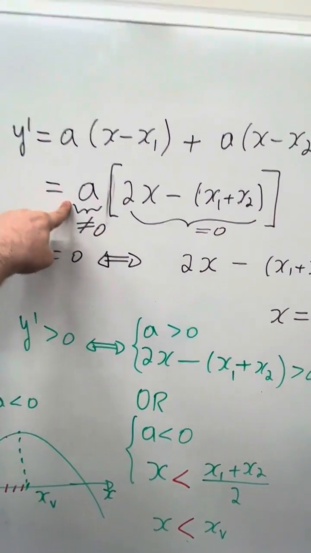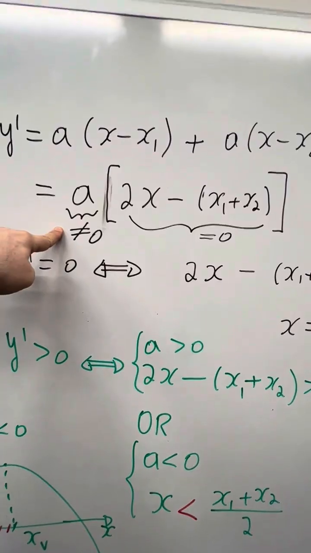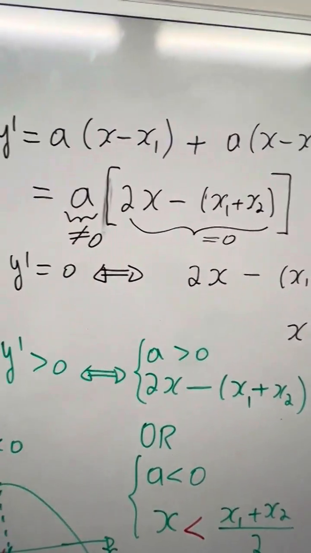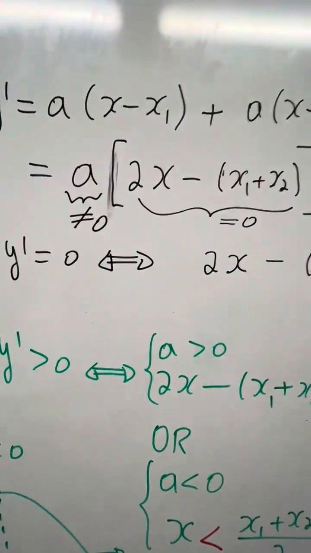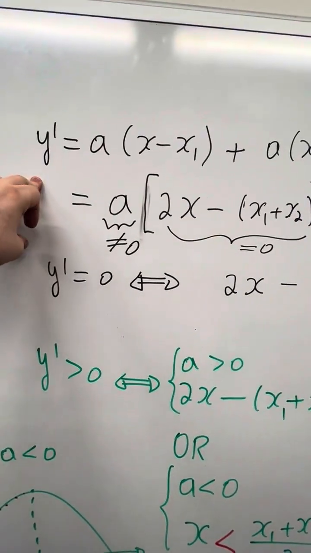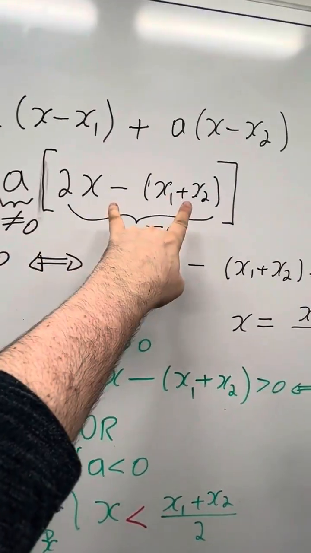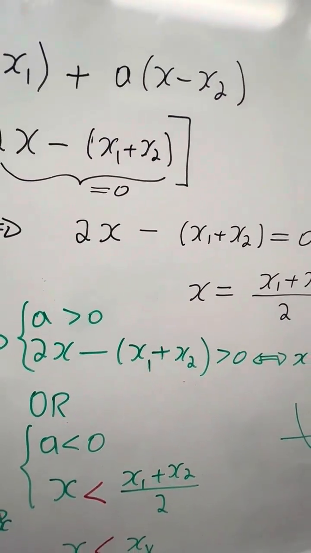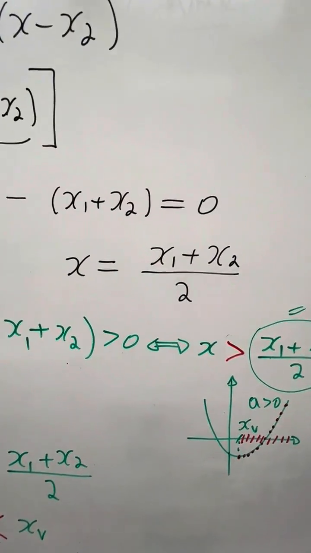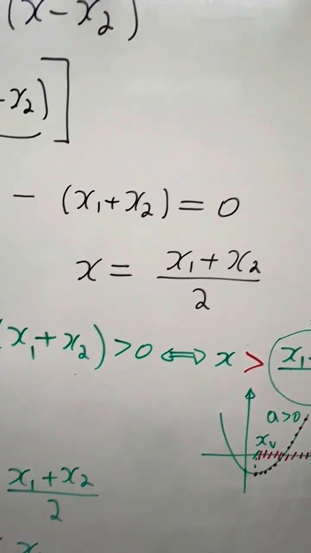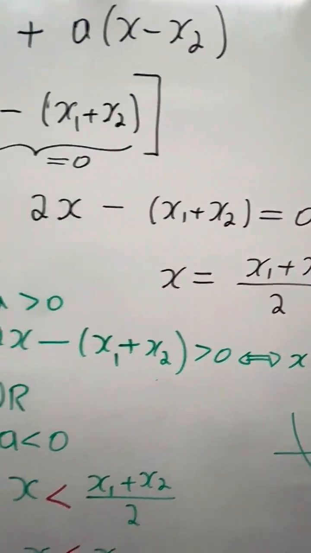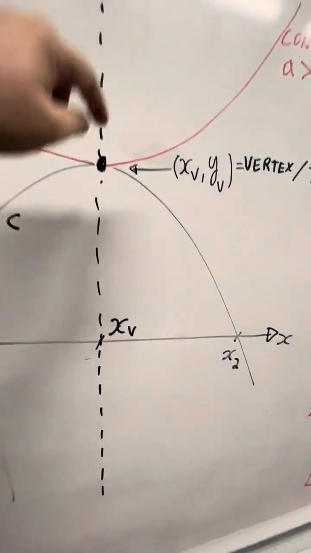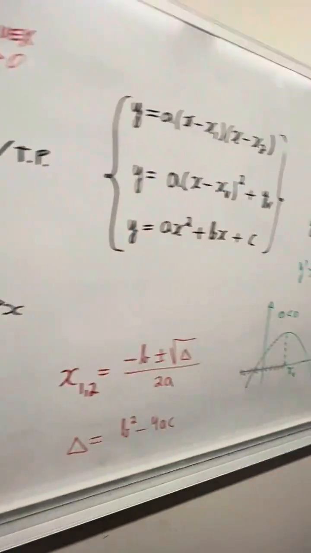I know the a is different from 0, otherwise this is not a parabola, it's actually a straight line, right? To be a parabola, the coefficient a has to be a non-zero real number. And the derivative of the parabola is 0, if and only if this term here is 0. That is 2x minus the sum of x1 and x2 is 0. That is, x is the average of x1 and x2. In other words, x is the vertex of the parabola. Right? To have 0 tangency, I'm at the vertex of the parabola.